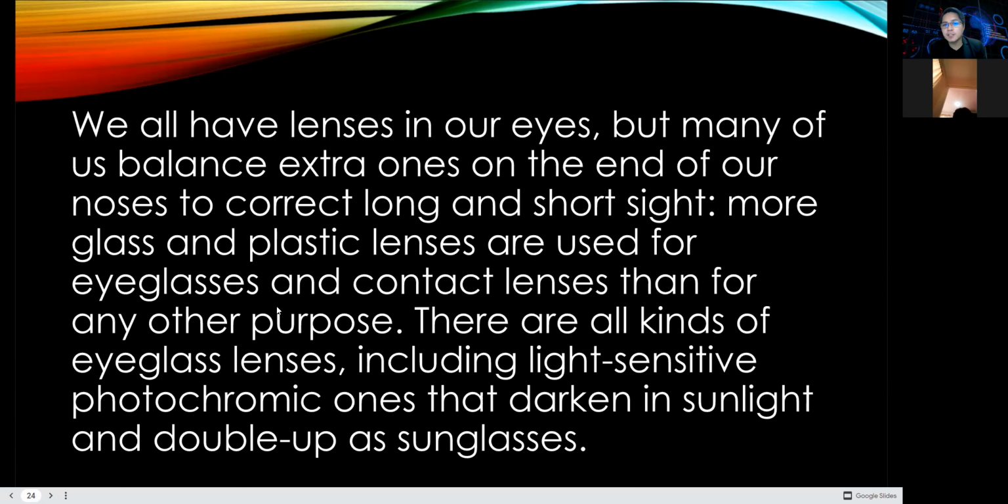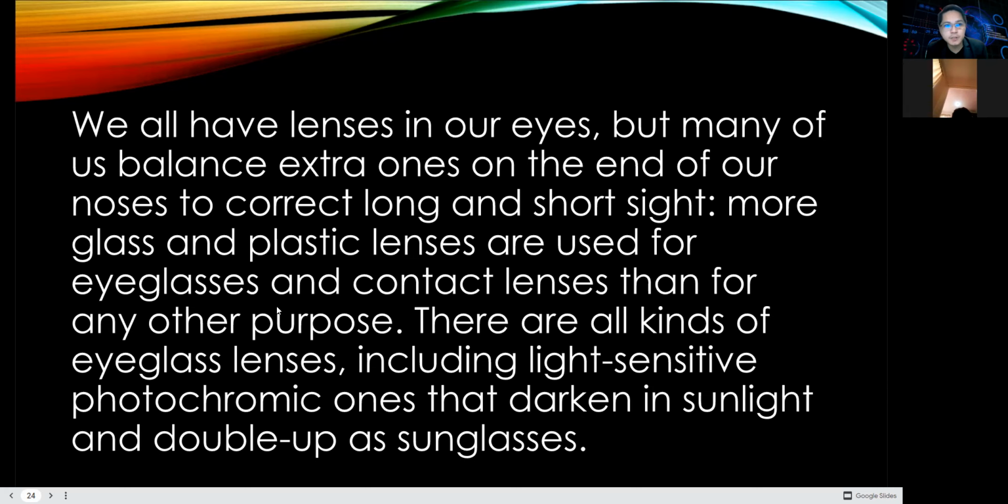We all have lenses in our eyes, but many of us balance extra ones on the end of our noses to correct long and short sight. More glass or plastic lenses are used for eyeglasses and contact lenses than for any other purpose. There are all kinds of glass lenses, including light-sensitive or photochromic ones that darken in sunlight and double up as sunglasses, just like what I'm wearing now.